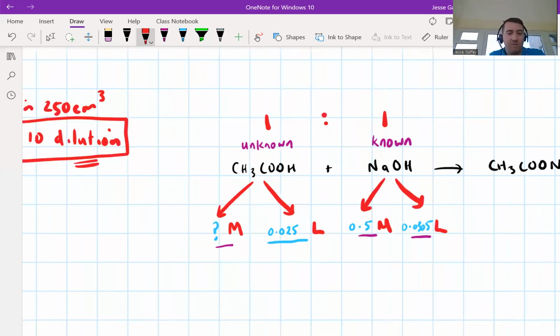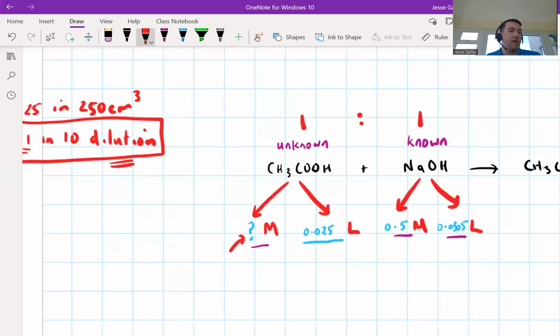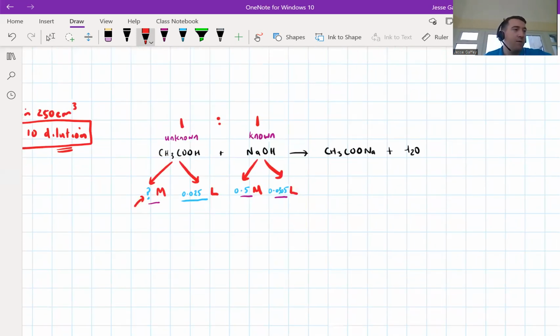This is when we actually get into the meat of the question. It says calculate the concentration of ethanoic acid in the diluted vinegar. So we're working with the diluted vinegar, which is just using the numbers in the titrate in the text here, because this is what we were using, 25 centimeters cubed of the dilute vinegar. So what we want to find is this guy here. That's what we're expected to find in this part of the question. So I'm going to keep it all labeled up. So this is part C, and we're asked to find the concentration.